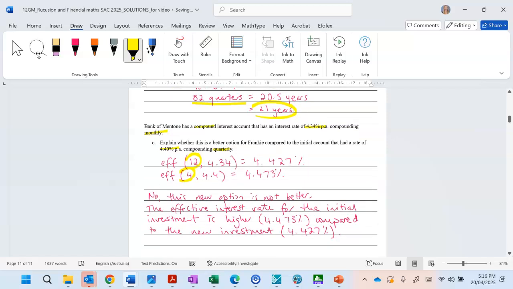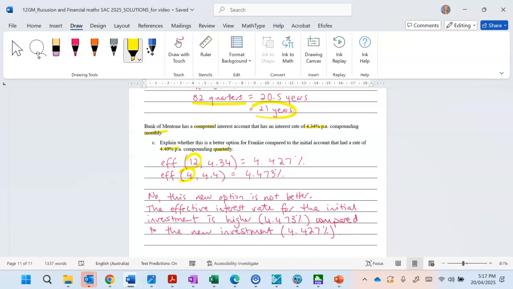So no, this option isn't better. So this is actually a loan. So if we've got a loan, we want the lowest interest rate. So we want the lowest effective interest rate. If it was an investment, we would want the highest effective interest rate. So there are a couple of students who got that mixed up. And that kind of told me that they may have just read some theory as opposed to actually understanding what they're answering.